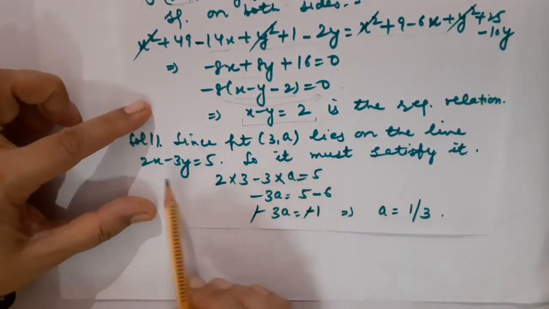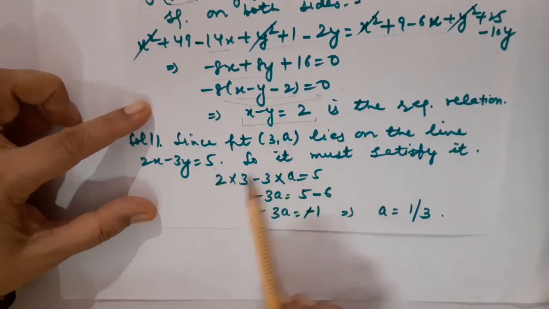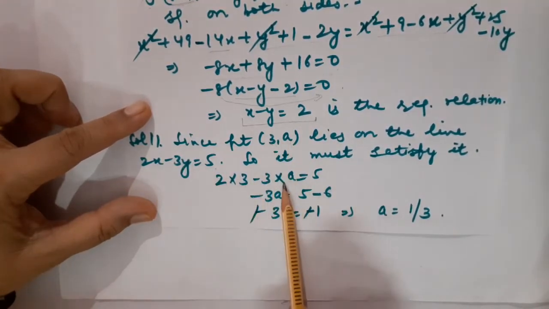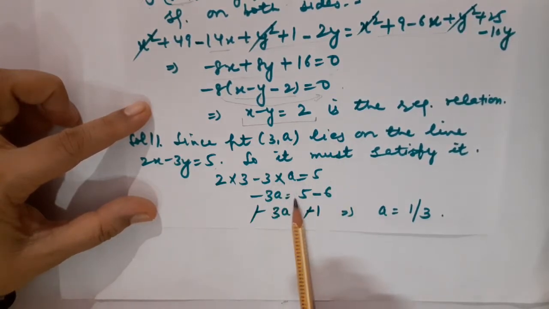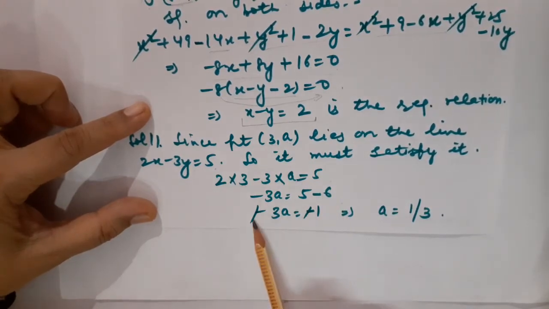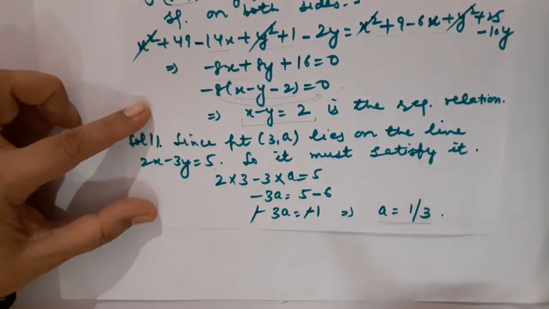(3, a) satisfies the equation. So it becomes 2 into 3 minus 3 into a is equal to 5. So that is minus 3a is equal to 5 minus 6. Minus 3a is equal to minus 1. Minus minus cancel. So a is equal to 1 by 3.